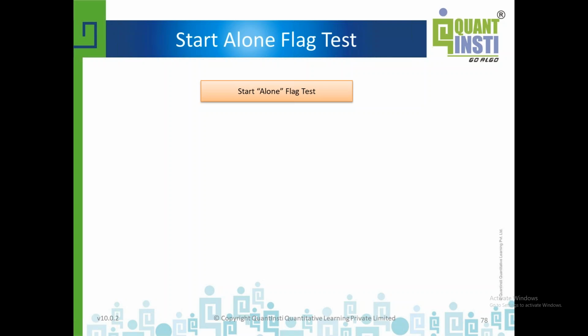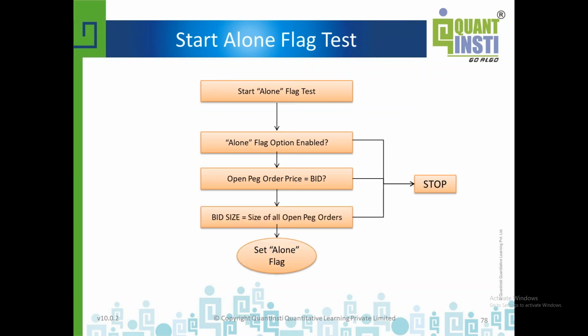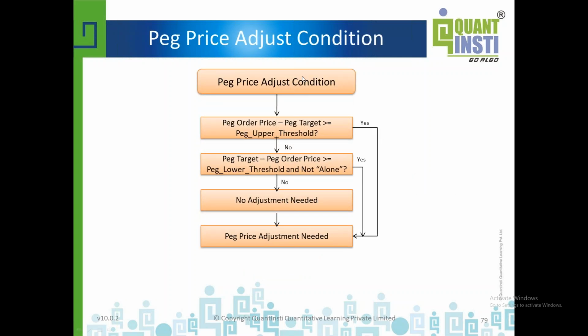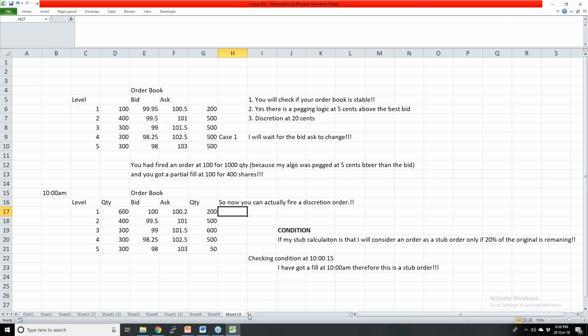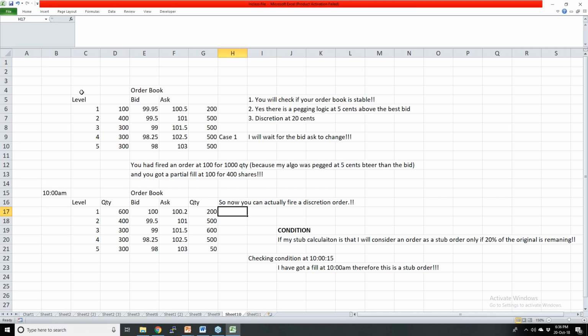Right. And then there was an alone flag, right? And then there was a pegging price adjust condition. So let me discuss a pegging price condition, right? What you might use is, let me just copy my order book, right?